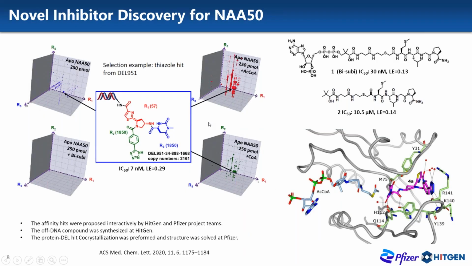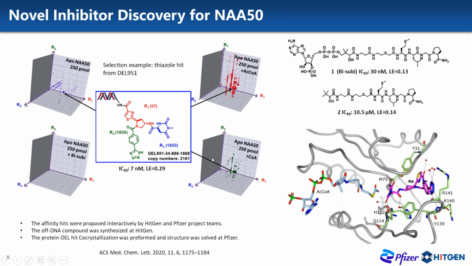Next, I will show you some application cases at HitGen. So this is a collaboration project with Pfizer. NAA50 enzyme is a member of the N-alpha terminal acetyltransferase NAT protein family. Compound 1 is a known potent NAA50 inhibitor, which doesn't look drug-like. The DEL selection is to identify potent and selective NAA50 inhibitors with improved physical chemical properties relative to compound 1.